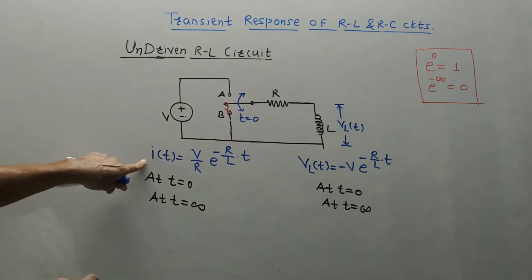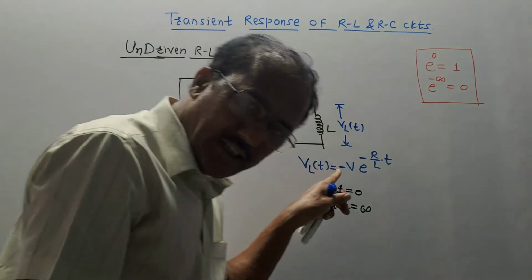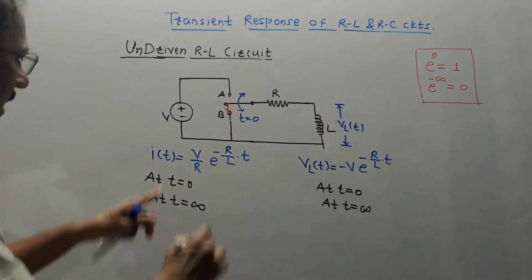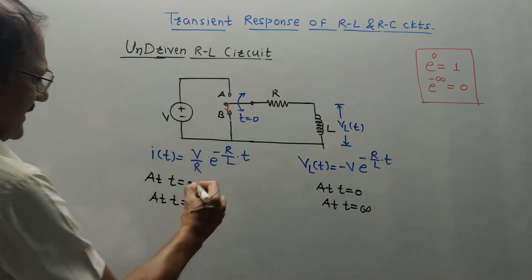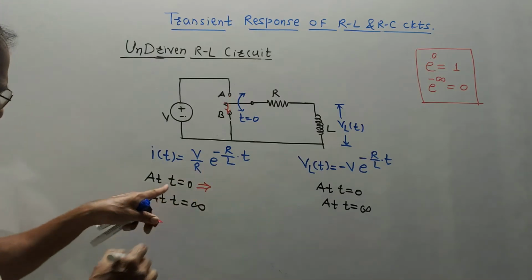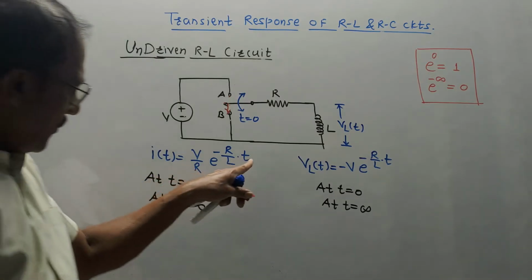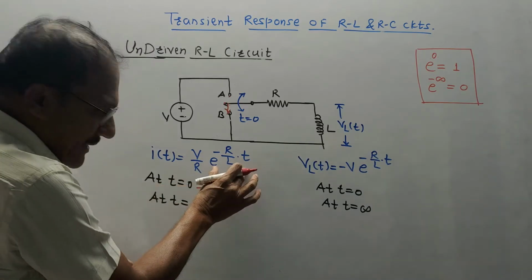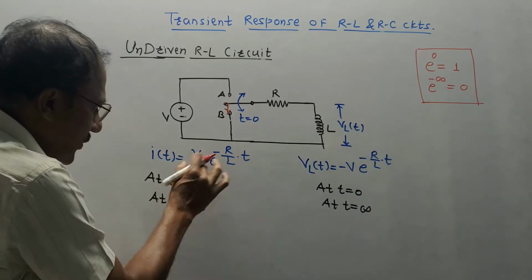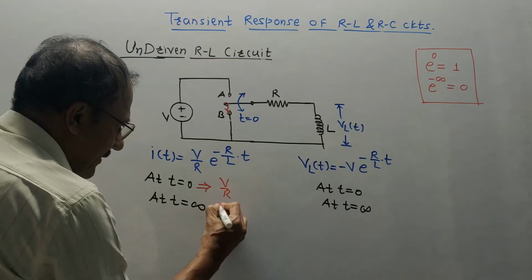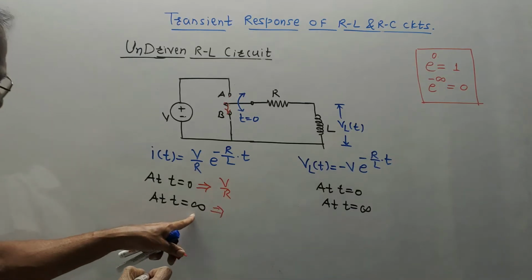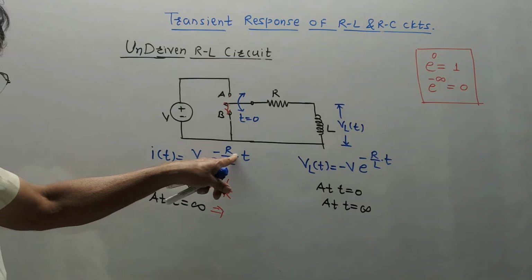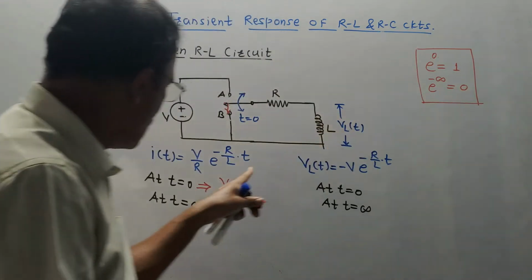Now these are the equations. This is the equation of current and this is the equation of voltage across the inductor. How to plot the graph? Like the previous case, we need to consider two conditions. At t equals 0, this term is e raised to 0, that is 1, into V by R, so the answer will be V by R. Then at t equals infinity, you will get e raised to minus infinity, which is 0, and 0 into V by R is 0.